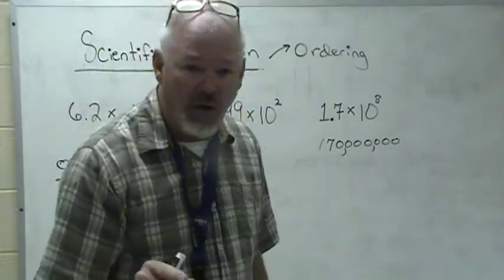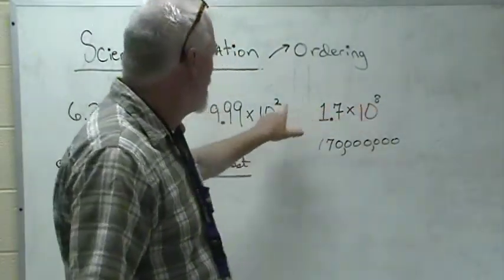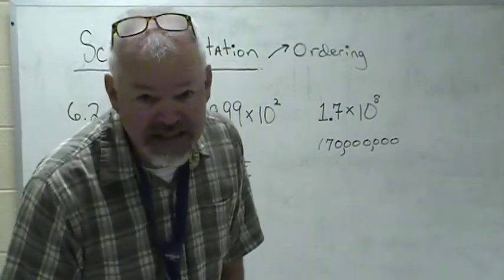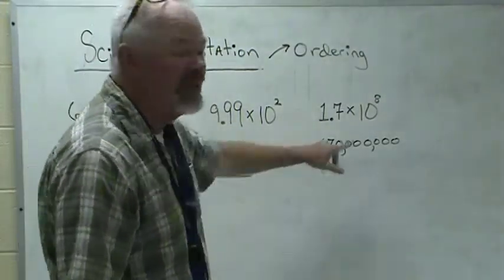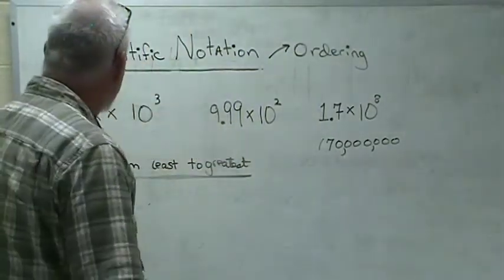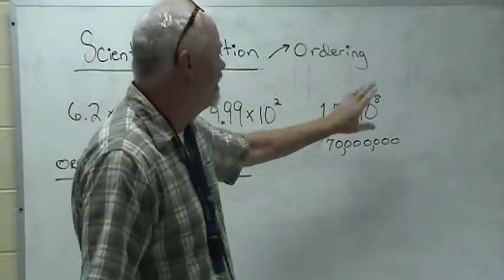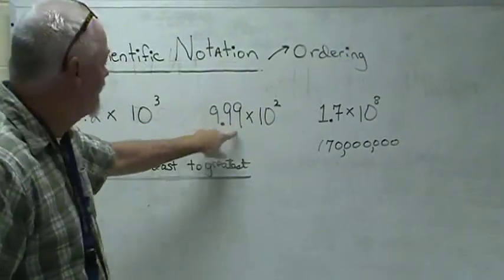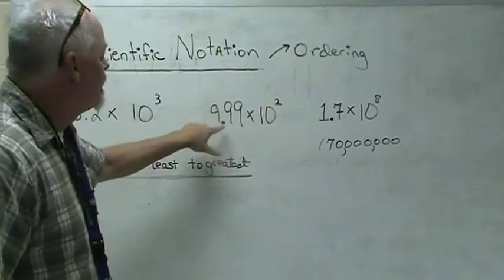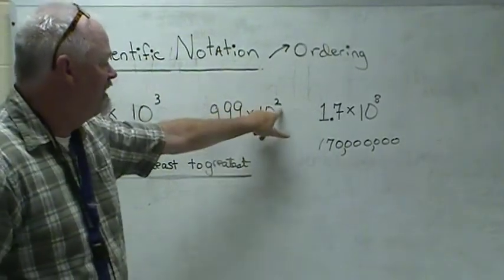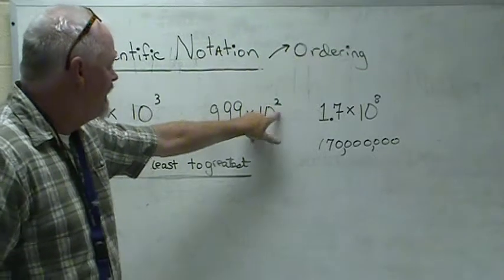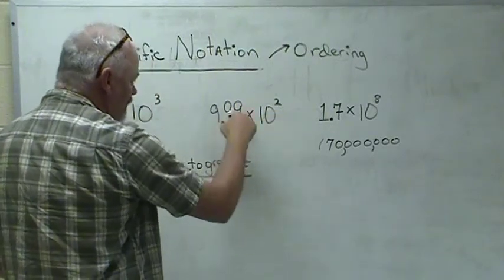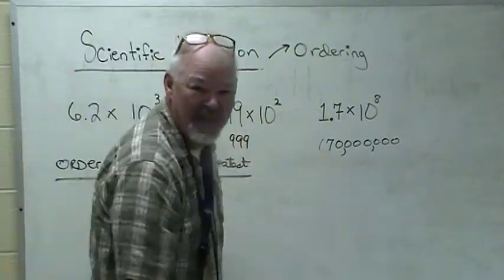First thing we want to look at when we're ordering is the exponents. The one with the biggest exponent is the biggest number. This is an easy problem. I kind of did it to trick you. You don't even look at these first numbers, 6.2, 9.99, 1.7. First thing you look at is the exponent. I put 9.99 there because it looks like a big number, but this number is actually the smallest because the exponent is 2. If we changed it to standard form, it is only 999. Move the decimal 2 places. This number is 170 million.